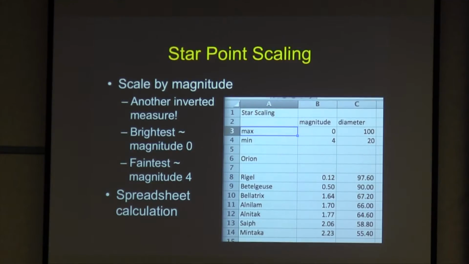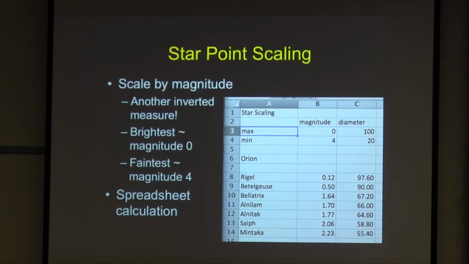All right, and I created a little algebra equation in Excel to do that calculation so that Rigel, at 0.12 magnitude, is at 97.6 pixels, which I rounded to 98 when I plotted it. Betelgeuse is around 90, and Mintaka, the faintest star in Orion, was at 55.4, which I would have rounded to 55 pixels. I then, in my program, I use GIMP, I don't use Photoshop.